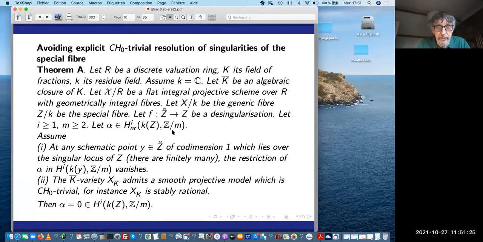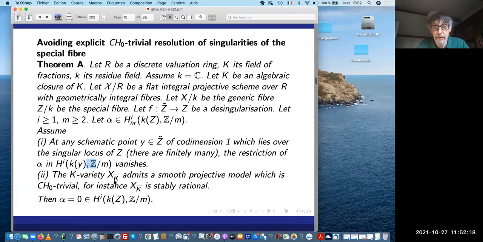And then here's what one assumes. One assumes that if one looks at any codimension one point y of Z tilde which lies over the singular locus of Z, and so there are only finitely many such points, the restriction of this alpha to the function field of y, which makes sense, vanishes. Okay, so you have this class which apparently is non-zero, but you look at what happens when you specialize. The point is, because it's unramified, if you take a codimension one point of Z tilde, this class will come from a class in the cohomology of the discrete valuation ring, the local ring at y, so you can specialize. That's why this makes sense. Okay? And you assume that the specialization is zero.